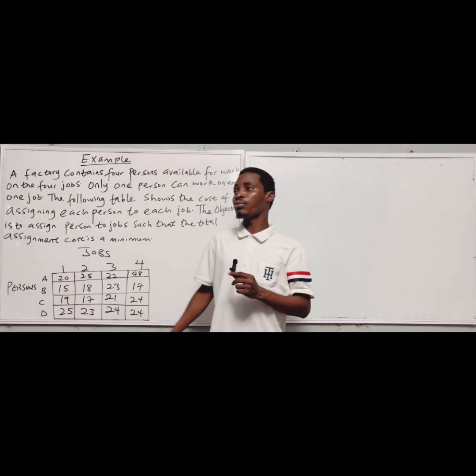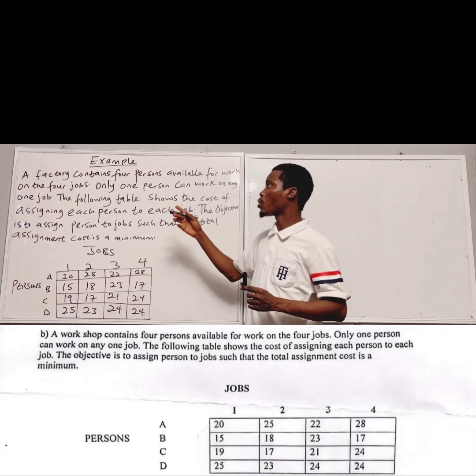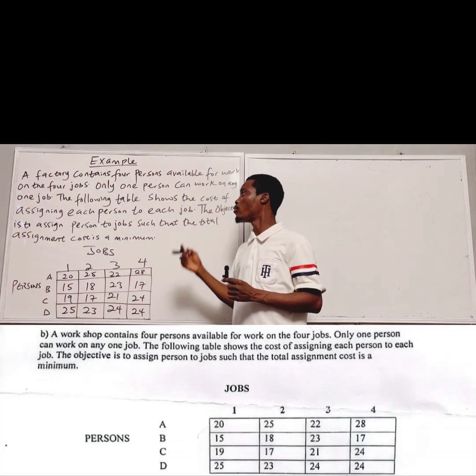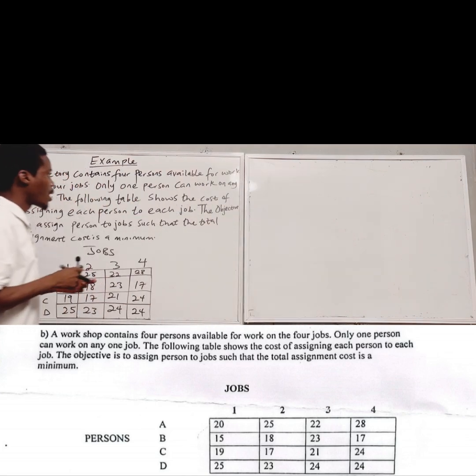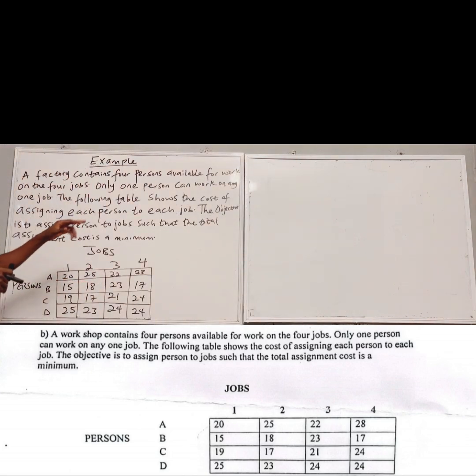Let us discuss this example. 4 persons are available for work on the 4 jobs. Only one person can work on any one job. The following table shows the cost of assigning each person to each job. The objective is to assign the persons to jobs such that the total assignment cost is minimum. So we are asked to solve this assignment problem.